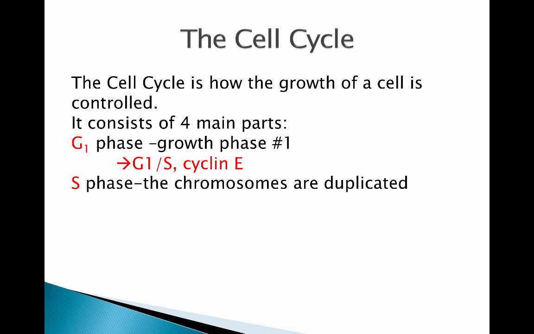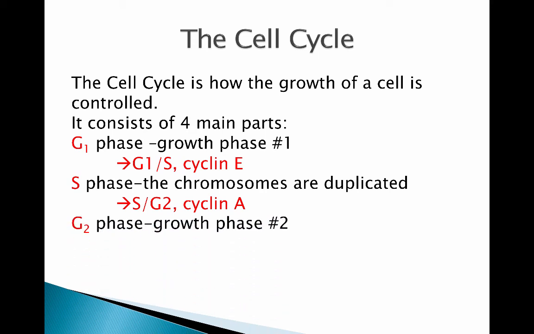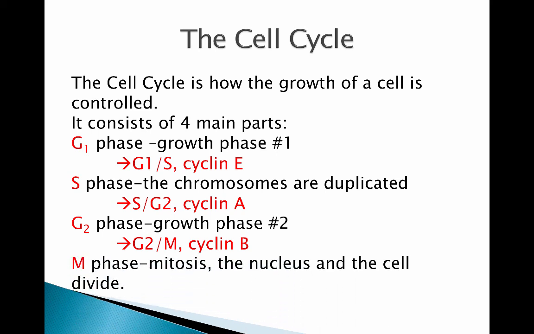so you're going to duplicate your chromosomes during S phase. Now, we have another important checkpoint called the S/G2 checkpoint. So going from S phase to G2, which is the second growth phase. Cyclin A regulates this particular step. All right, so once you commit to G2, you commit to growing bigger and bigger and bigger. So that's your growth phase number two. Now, once you're big enough, there's one final checkpoint. That's the G2/M checkpoint, and that's controlled by cyclin B. So G2/M basically is going from the growth phase to committing to mitosis. And then finally, the cell undergoes mitosis, the nucleus and the cell divide.